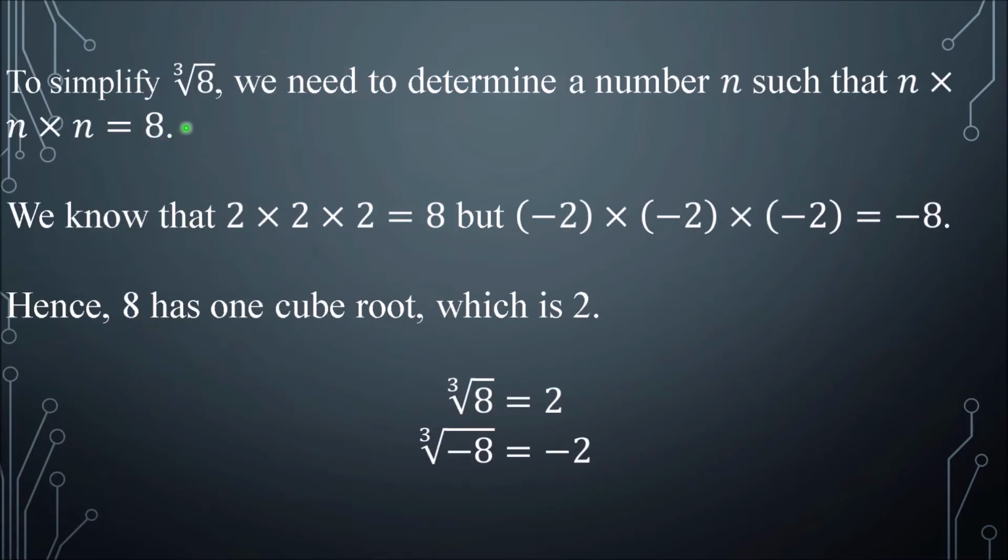To simplify cube root of 8, we need to determine a number n such that n times n times n is equal to 8. We know that 2 times 2 times 2 is equal to 8, but negative 2 times negative 2 times negative 2 is equal to negative 8. Hence, 8 has 1 cube root, which is 2, and not negative 2. So cube root of 8 is equal to 2, cube root of negative 8 is equal to negative 2.